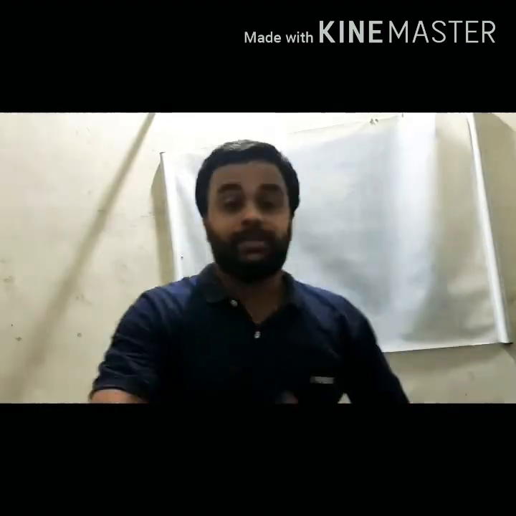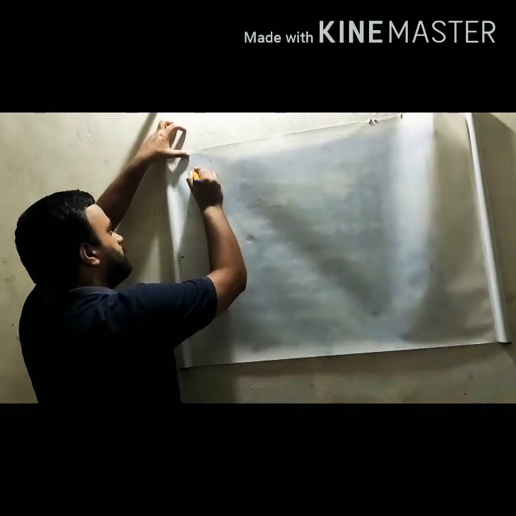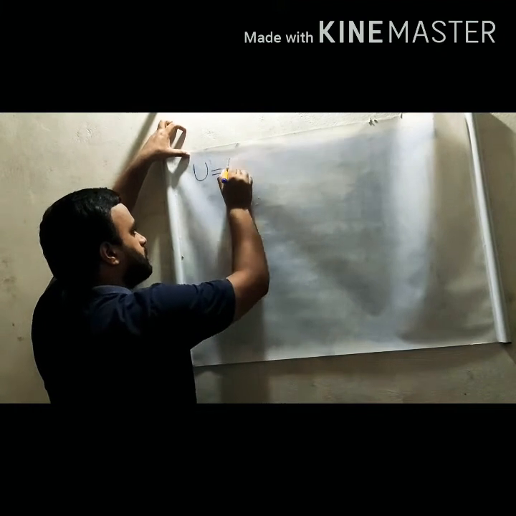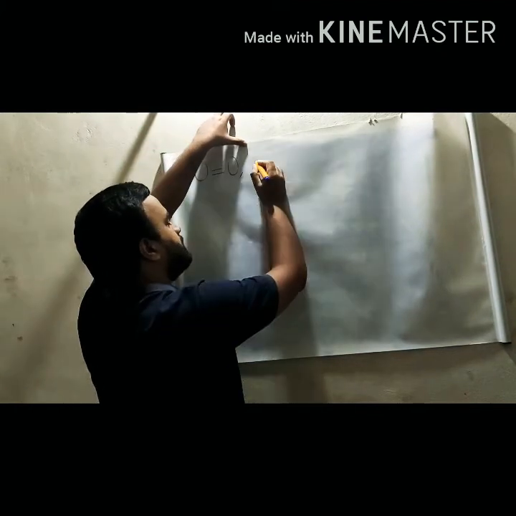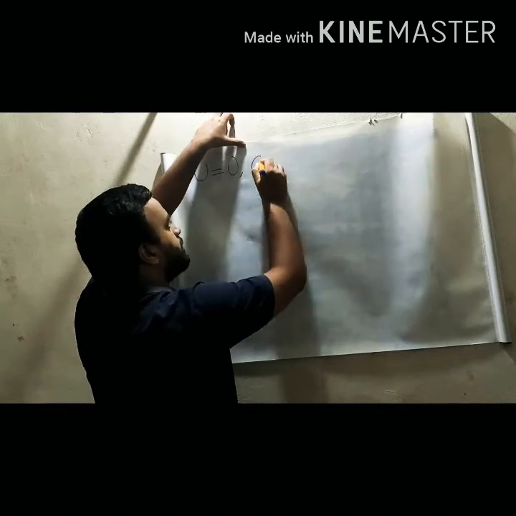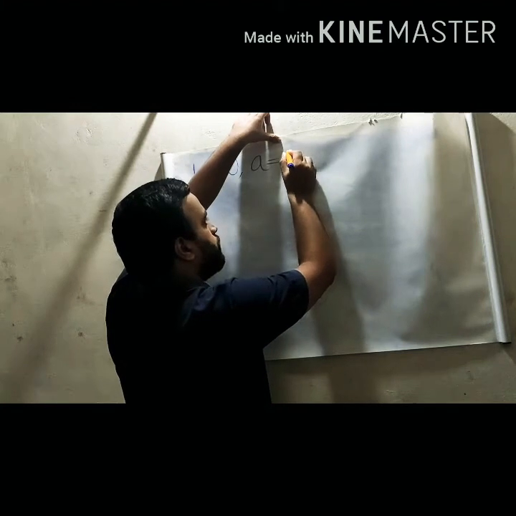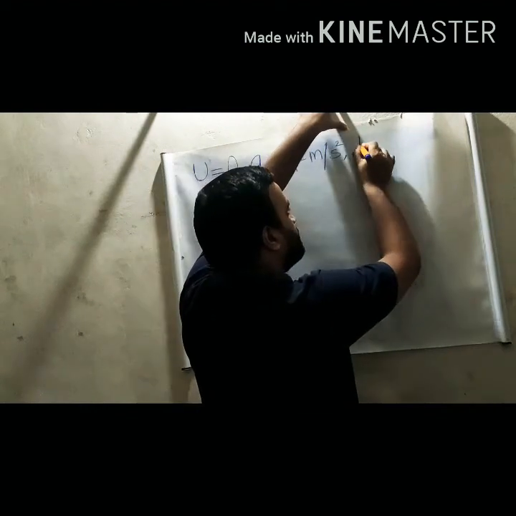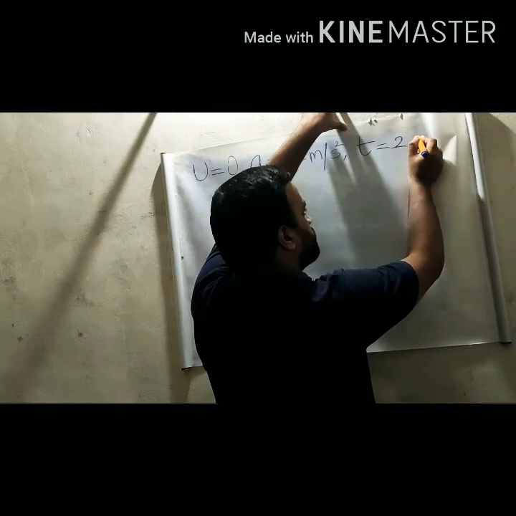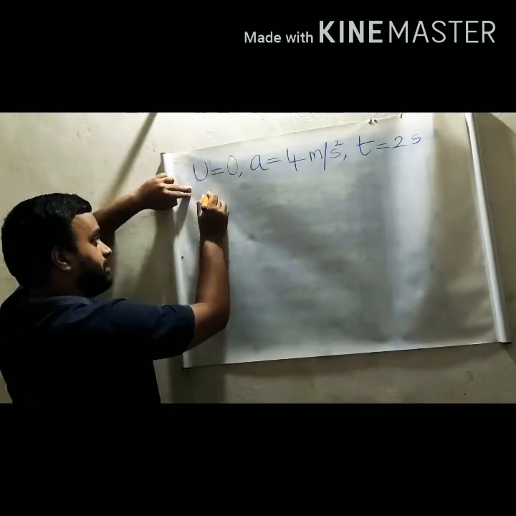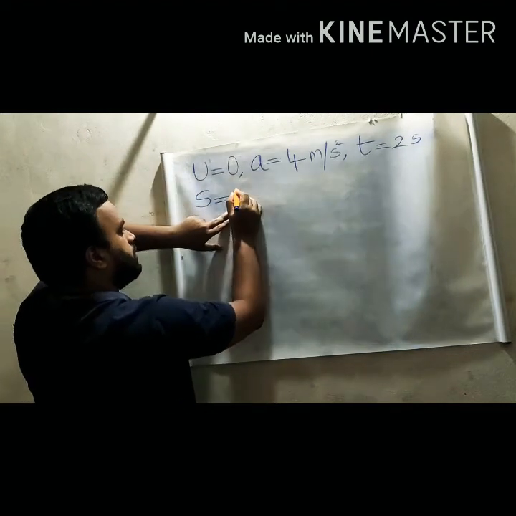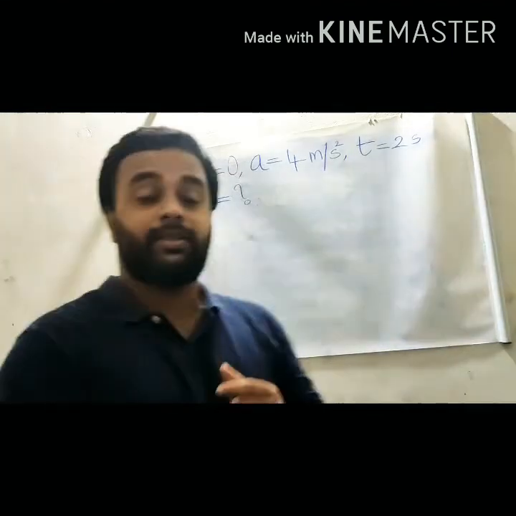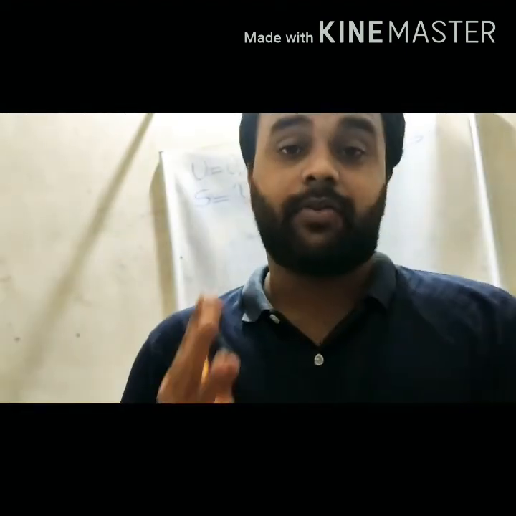It's given the car is initially at rest, so the initial velocity u is equal to 0. Its acceleration a is equal to 4 meter per second square and the time is given as 2 seconds. We want to find out the distance traveled by the car, or the displacement, which can be represented as S.